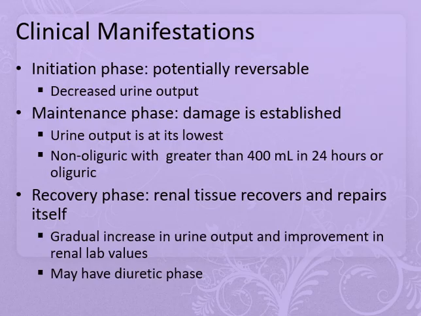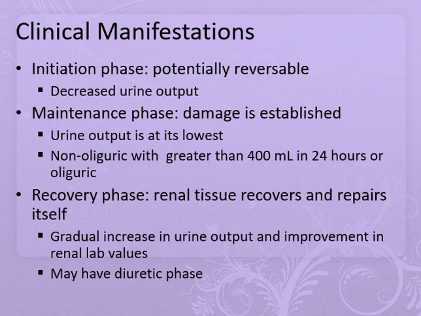So in the maintenance phase, damage is established. The urine output's at its lowest. This does last between 8 to 14 days and can last as long as 11 months. Because here's the deal: if you have acute kidney injury and it becomes longer than 1 year, you now have chronic kidney disease. So acute kidney injury is from several hours up to a year. Beyond a year, you are now chronic. The kidneys cannot effectively eliminate their metabolic waste, the water, electrolytes, and acids. So we have lots of problems.